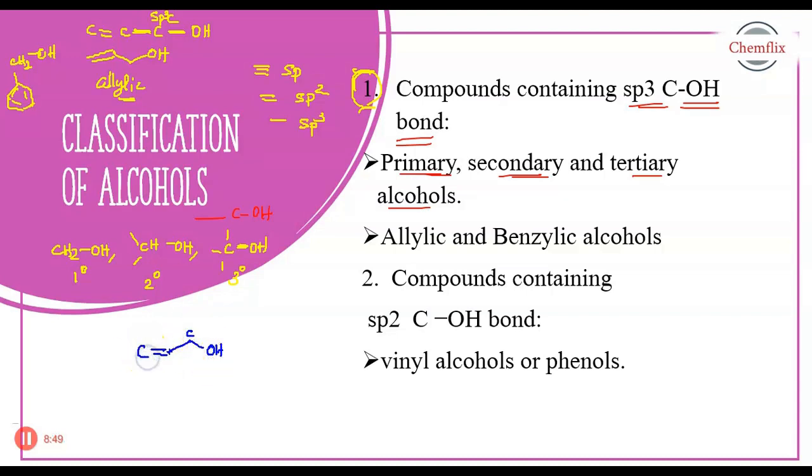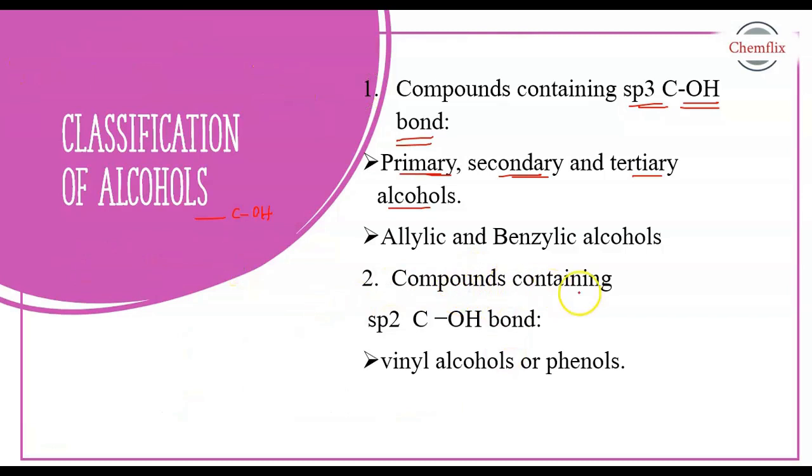Okay, C double bond C, then a single bond to this OH that is attaching. That is called allylic if it is aliphatic. And if there is a benzene ring, then it can be called benzylic. CH2OH, then it is benzylic alcohol. Benzylic. The name here is benzyl alcohol. Okay, so that's all about this.